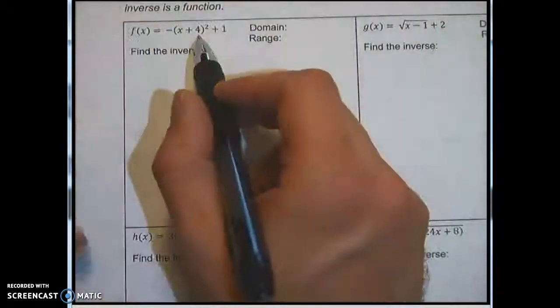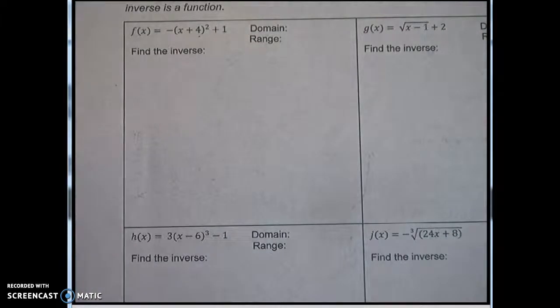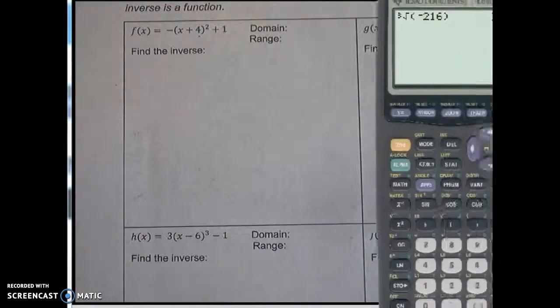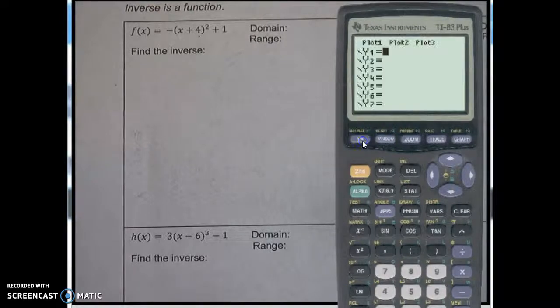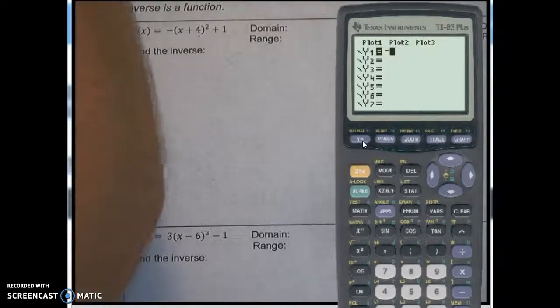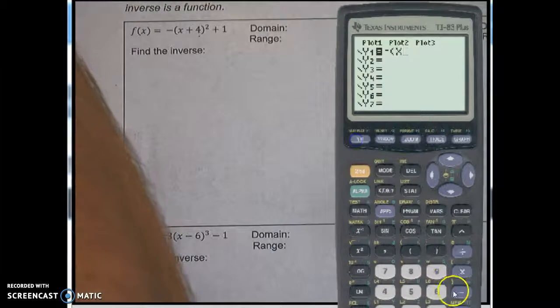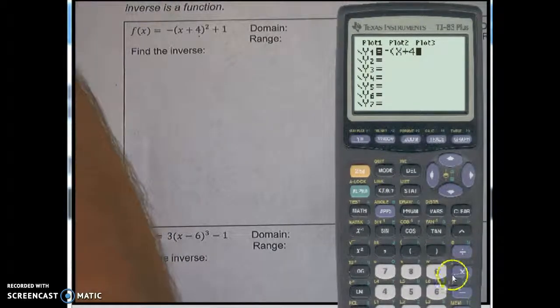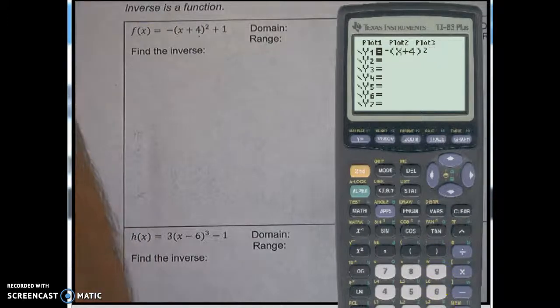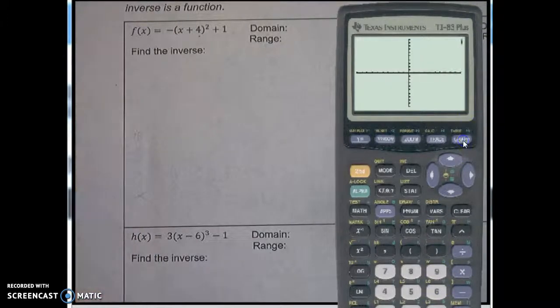So, domain and range for this guy, negative (x plus 4) squared plus 1. Easiest thing to do here, folks, let's just graph this thing. Let's say negative (x plus 4) squared plus 1. Graph this thing. How high does it go? How low does it go? You might be asking, hey, what's that vertex point right there? Well, I can tell from the equation. This says left 4, up 1. That plus 4 says left 4. That plus 1 says up 1. So I know the coordinate of the vertex is negative 4, 1.